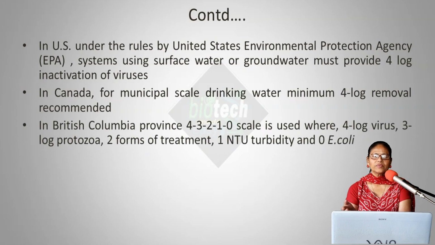And in British Columbia province, which is a part of Canada, the 43210 scale is used. So what is that? It is 4 log virus. As far as virus contamination removal is concerned, 4 log should be there. Then 3 log for the protozoans. 2 forms of treatment. This is not 2 log. This is 2 forms of treatment, because many types of treatments, many methods are used. So at least 2 should be there.